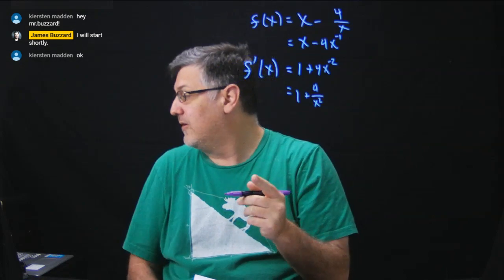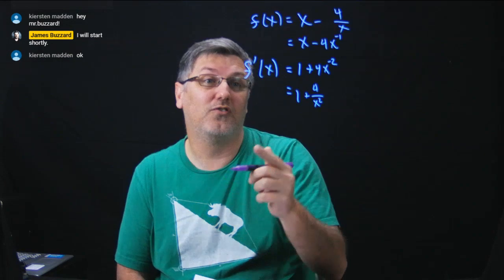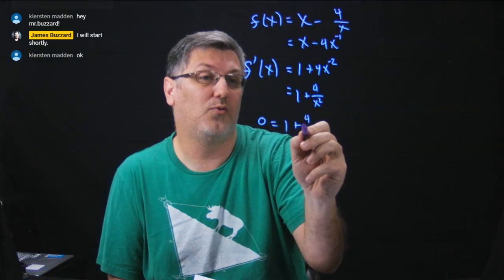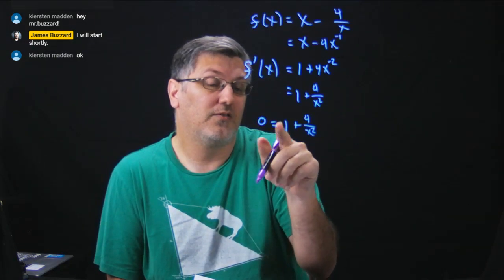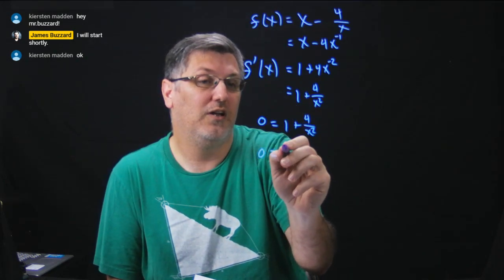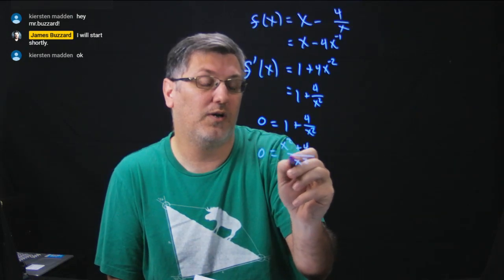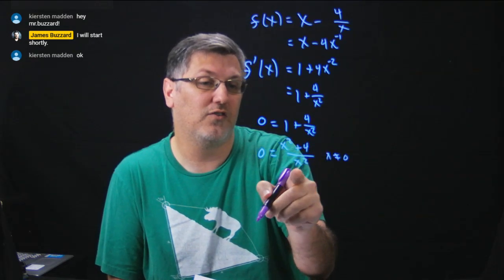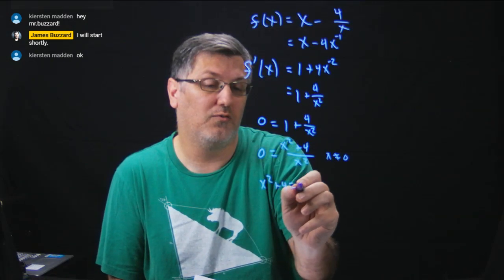It's easy enough. Once you have the derivative, it asks, what are the critical points? Well, just set this equal to 0 and solve. So we get 0 equals 1 plus 4 over x squared. Let's just do it this way: the common denominator is going to be x squared, so x squared plus 4 over x squared. Since this is set equal to 0, we know x cannot equal 0 because of the 0 in the denominator. So now we have x squared plus 4 equals 0.